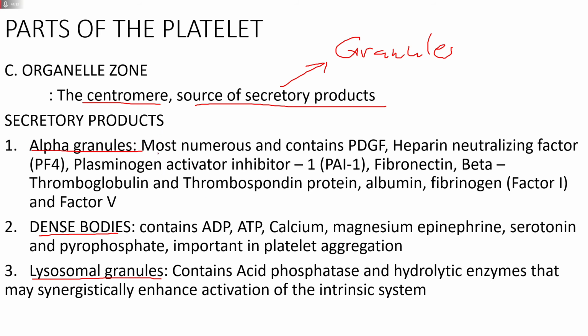Your alpha granules class is the most numerous and contains PDGF, heparin neutralizing factor, plasminogen activator inhibitor, fibronectin, beta thromboglobulin, thrombopoietin protein, albumin, fibrinogen, also known as factor 1, and factor 5. So do try to memorize yung contents ng alpha granules.